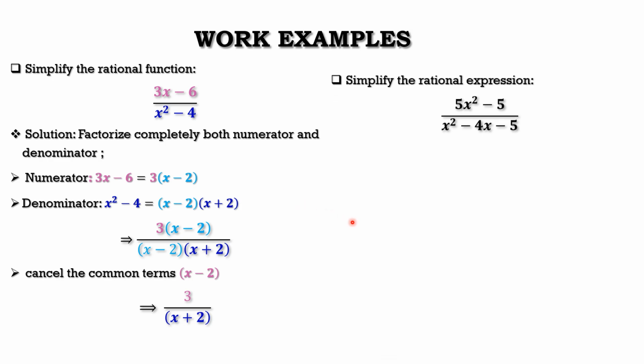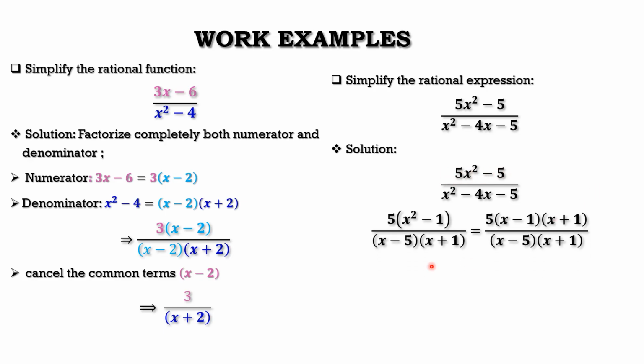Now let's move to the next example, where we are to simplify 5x squared minus 5 divided by x squared minus 4x minus 5. Look at the numerator. What is the common factor here? The common factor is 5. So I can bring out the 5 and also factorize the quadratic expression completely. When you factorize the 5 out, we get x squared minus 1, which is also a difference of two squares, and we factorize it as x minus 1, x plus 1.